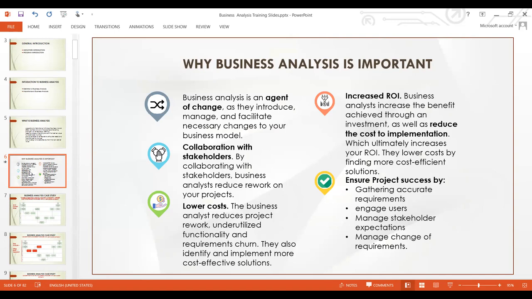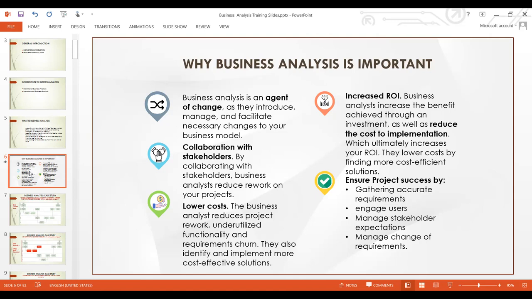Business analysis is an agent of change, as business analysts introduce, manage, and facilitate necessary changes for your business model. Collaborate with stakeholders. By collaborating with stakeholders, business analysts reduce rework on projects. So as a business analyst, you collaborate with stakeholders all the time. This is one of the major qualities of a business analyst.